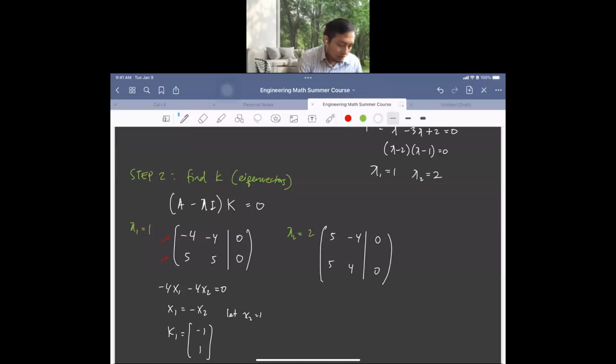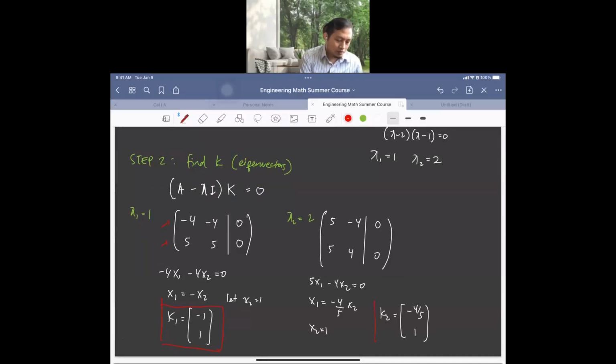Okay, take the row echelon form. And from here, we see that this is -4/5 x2. So if you let x2 equal 1, we can get the eigenvectors. It's -4/5 and 1. Okay, so we have these eigenvectors. We have the eigenvalues from the previous one. So we are going to perform our diagonalization.